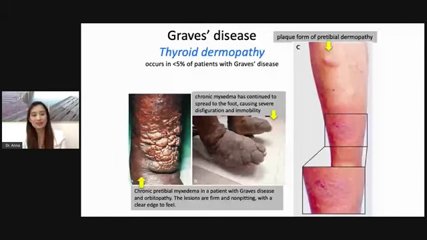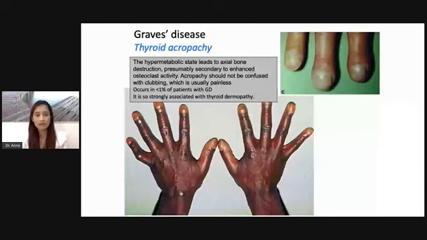And this is the rarest of the other manifestations of Graves'. This is your thyroid acropathy. This is because of the hypermetabolic state, it leads to eggshell bone destruction, secondary to enhanced osteoclast activity. So even the osteoclast would have increased activity because everything is fast. Acropathy should not be confused with clubbing. Looks like clubbing, but in a patient with Graves' disease, this is not clubbing. It's not very common.